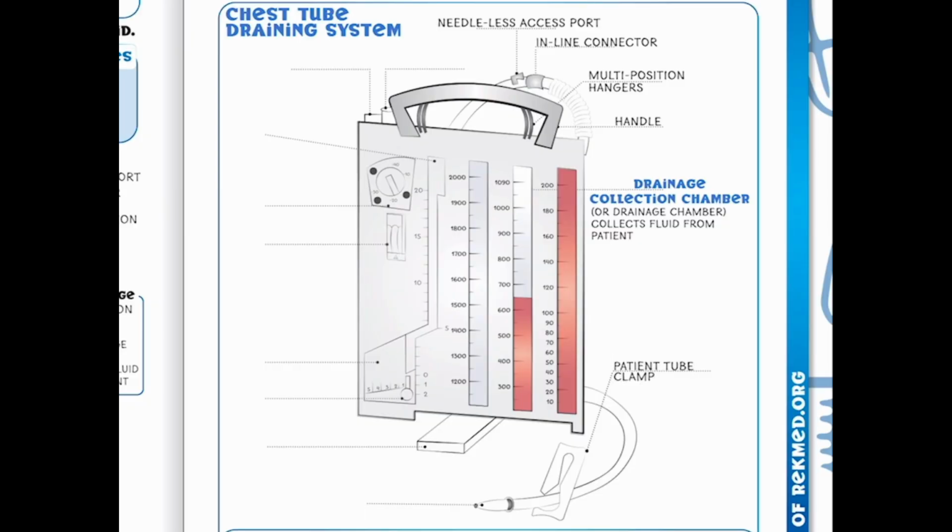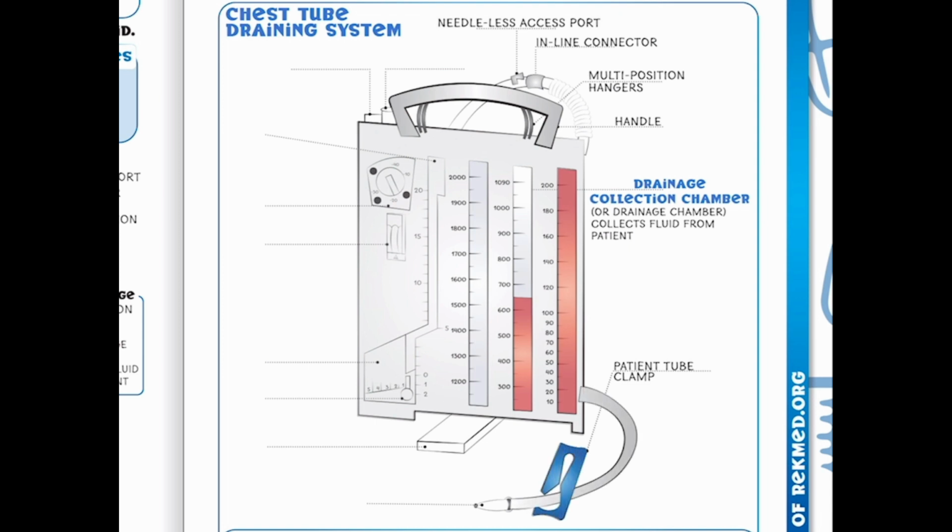And our biggest rule of thumb here is that if we see 300 to 500 milliliters of blood that's happening every hour for multiple hours, then we need to get our trauma team or our surgeon or a doctor and let them know that they're having this much output and they're most likely going to have to go back to surgery. Next, we have our patient tube clamps.